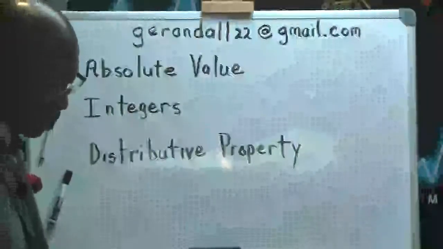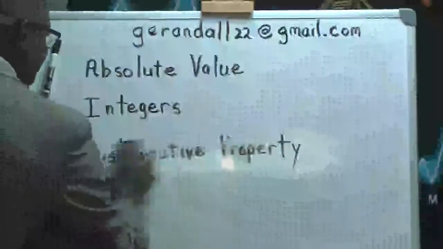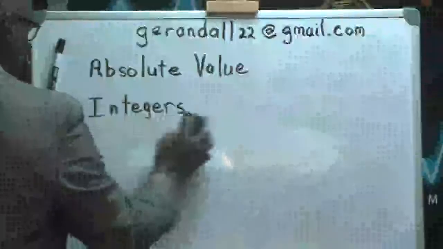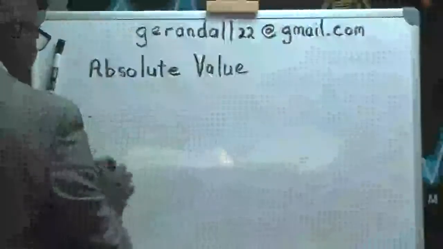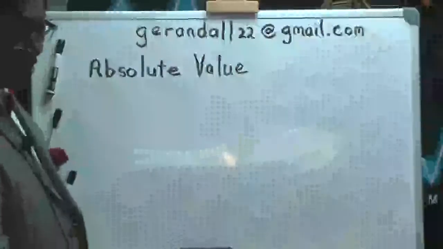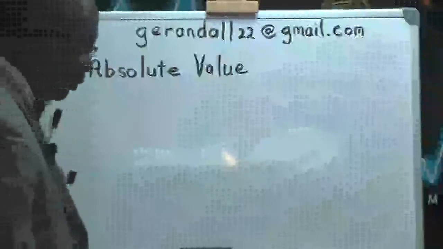Now, today, definitions. Absolute value. An absolute value is the number of units from, or distance on the number line, from zero. Now, what do I mean by that?